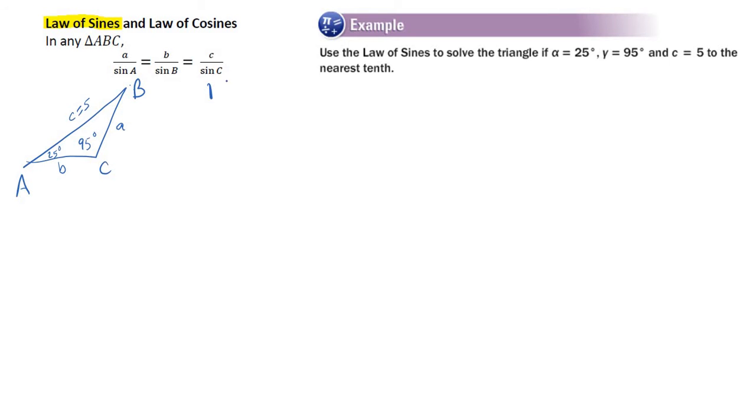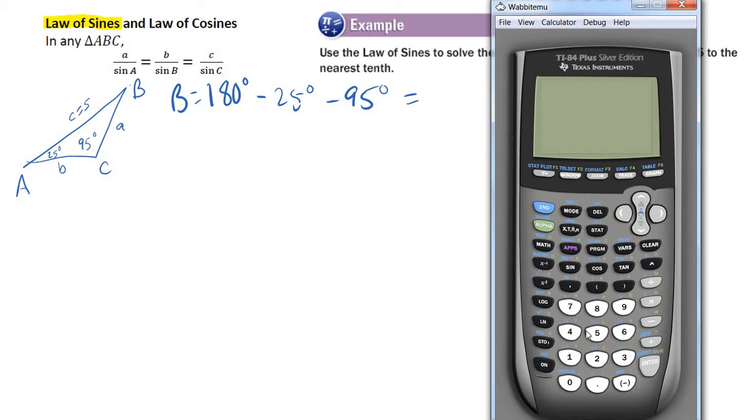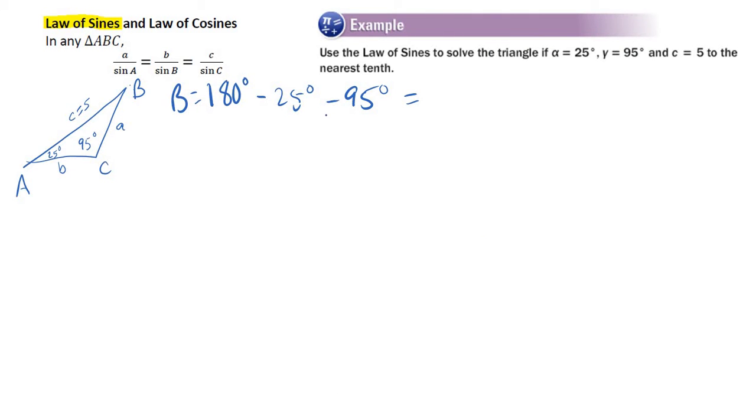So 180 degrees minus 25 minus 95 equals, and what's the one we don't know? Angle B, right? And so again, you can do that really quick. I'll just plug it in my calculator here so I don't make a silly mistake in front of the world. So 180 minus 25 minus 95, hey, we get 60 degrees, not too bad. Okay, so angle B is 60 degrees. I'll just summarize things down here as we find them.